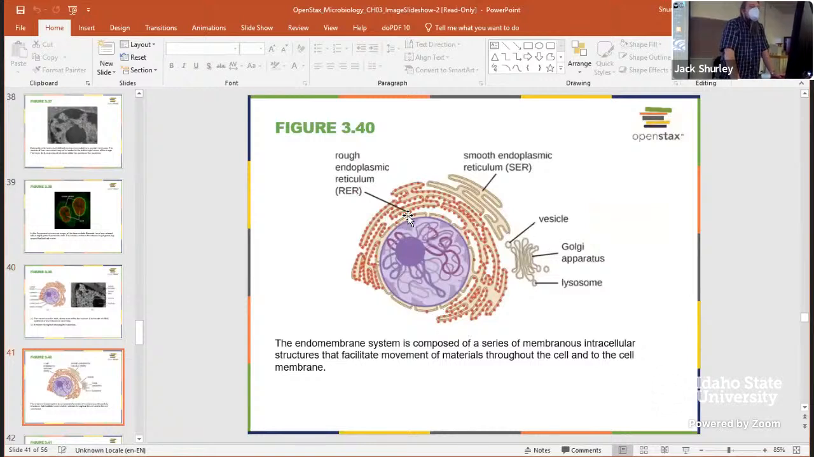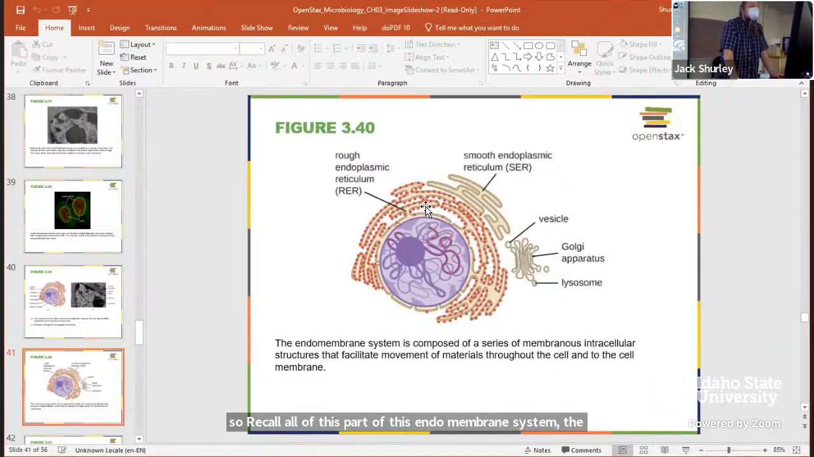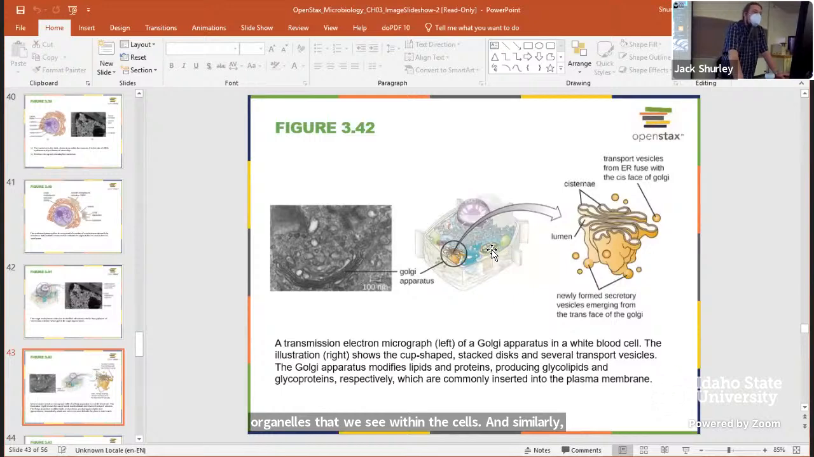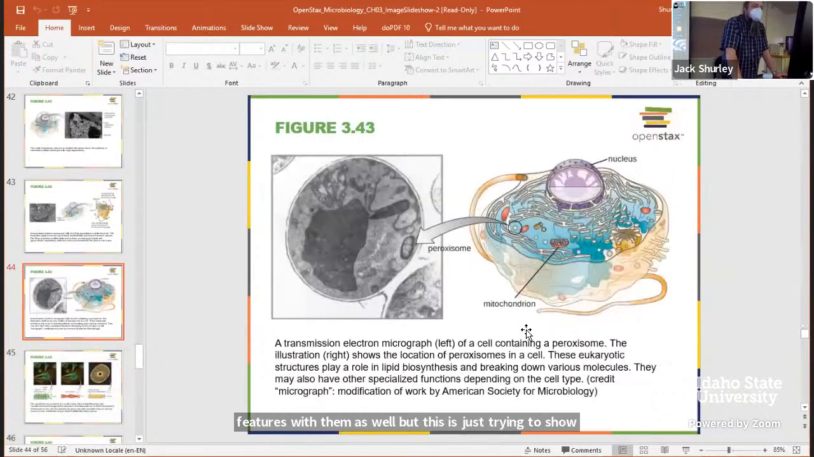So recall all of this is part of the endomembrane system: the nuclear membrane, the endoplasmic reticula, rough and smooth, and the Golgi apparatus are all part of this. So too are the lysosomes. They're all membrane-bound organelles that we see within these cells. And similarly, as we're looking at a plant cell, there are some other features with them as well, but this is just trying to show the Golgi.